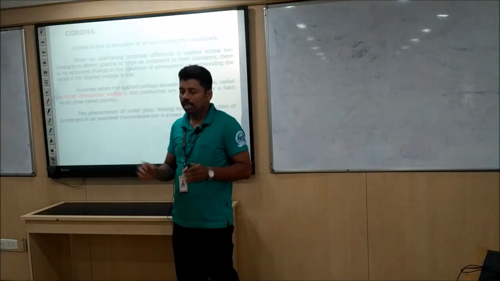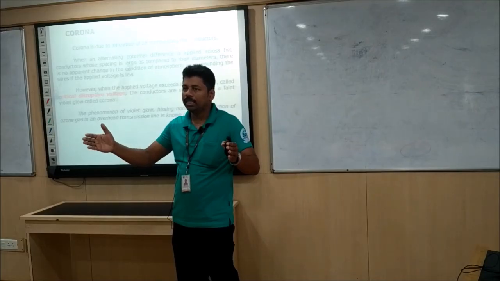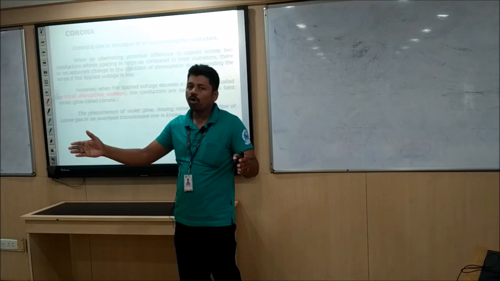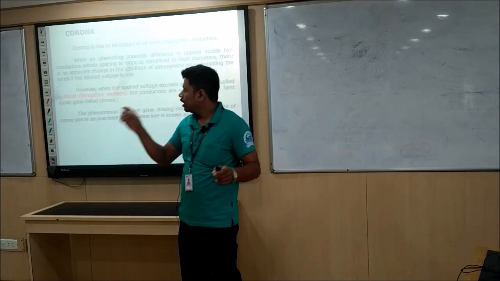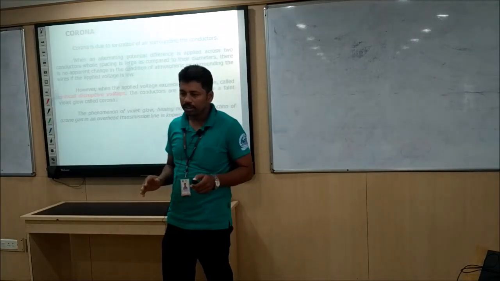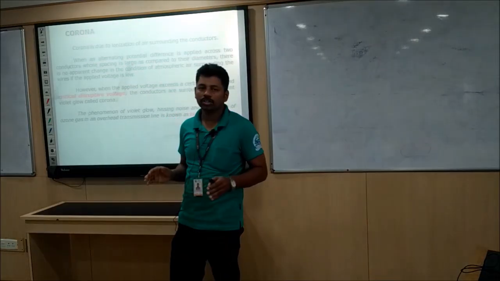So what happens is, if the distance between the two conductors, said to be D, or span distance, is more when compared to the diameter of the conductor, then there is no apparent change in the conductor. So because of this, there is no occurrence of corona.